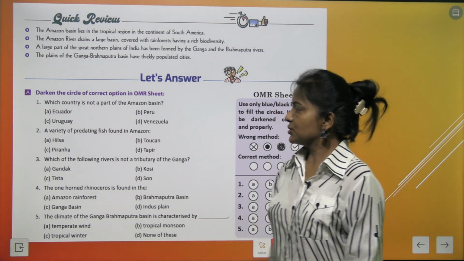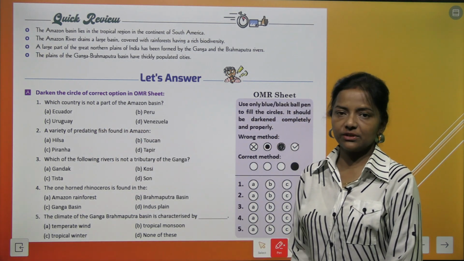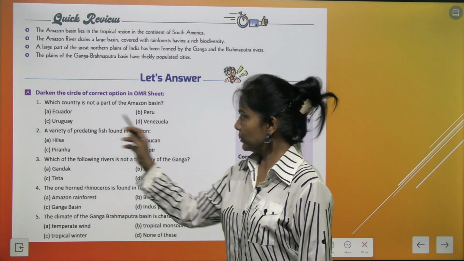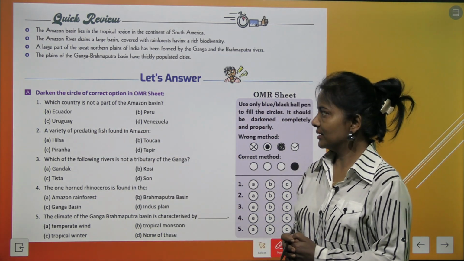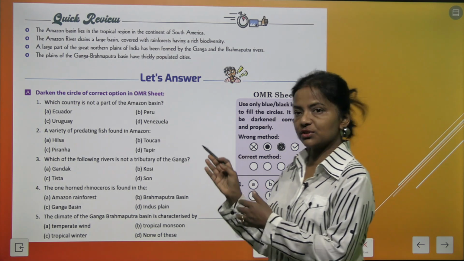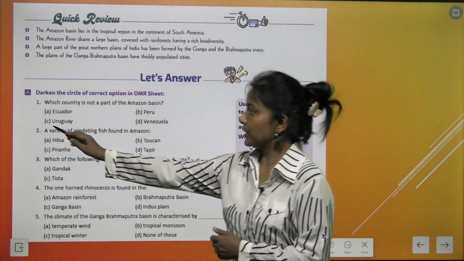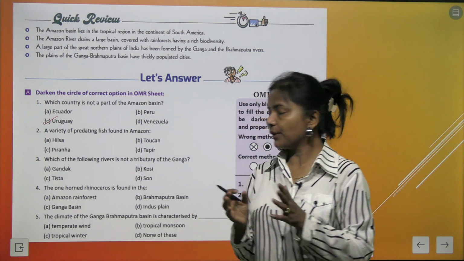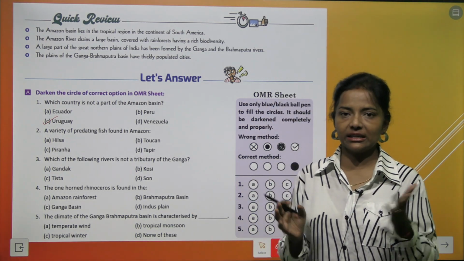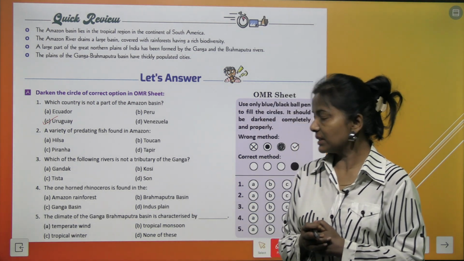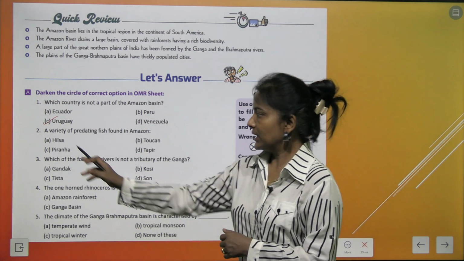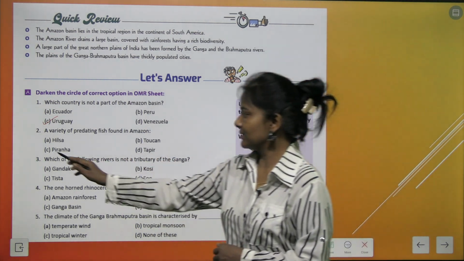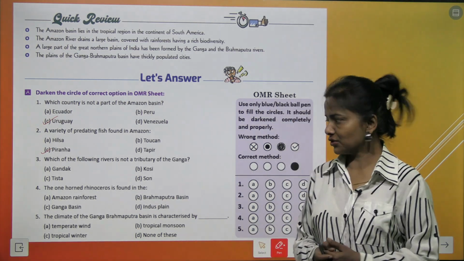Which country is not a part of the Amazon basin? Ecuador, Peru, Uruguay, Venezuela. कौन सी country इस Amazon basin का part नहीं है? Uruguay. Okay? A variety of predating fish found in Amazon. Amazon में बहुत अलग-अलग तरह की predating fishes मिलती हैं. कौन सी हैं वो? Hilsa, token, piranha, tapir. It is piranha, the flesh-eating fish.